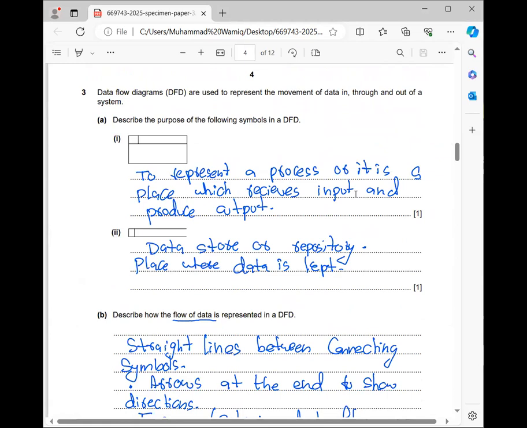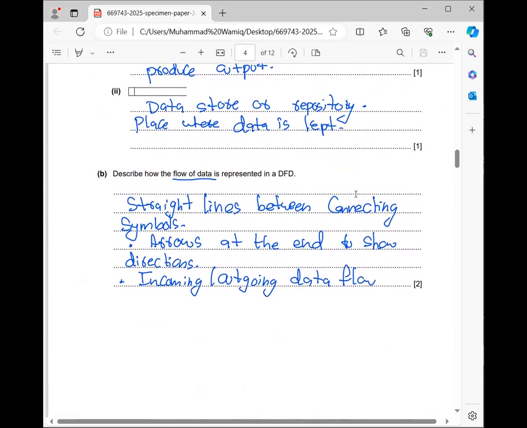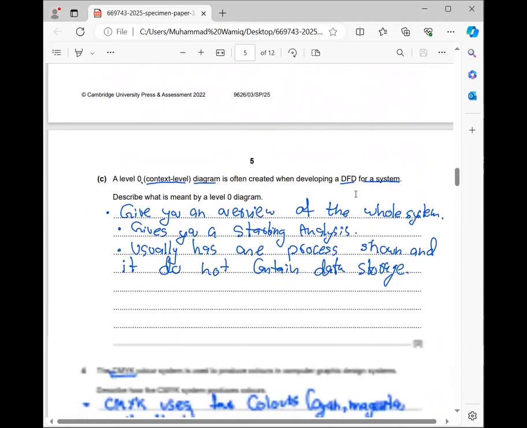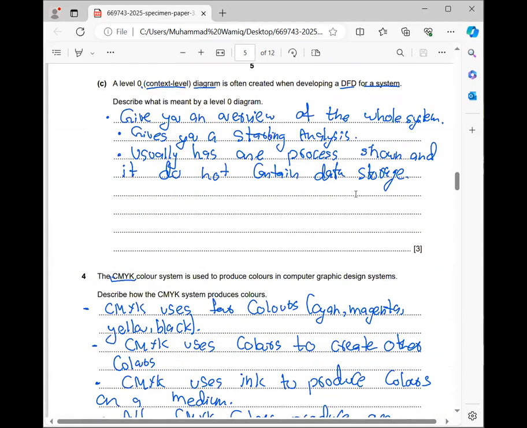Then question number three was DFD diagrams that I replied here regarding their symbols. And this question was interesting. This described how the flow of data was represented. So I have simply written that we can do that by writing straight lines, arrows, or by showing incoming and outgoing traffic. The C part is about the zero level diagram. We have discussed that the zero level diagram shows you an overall view so that you can make an analysis.